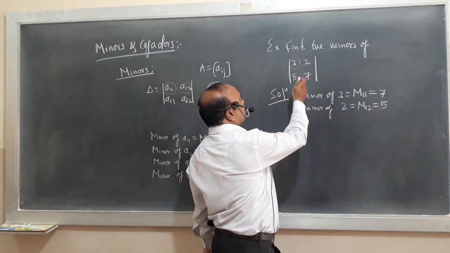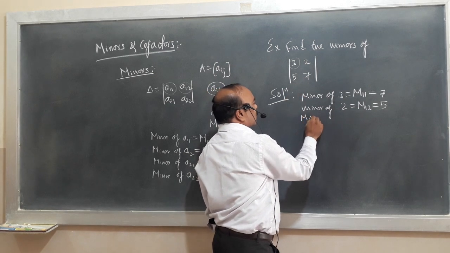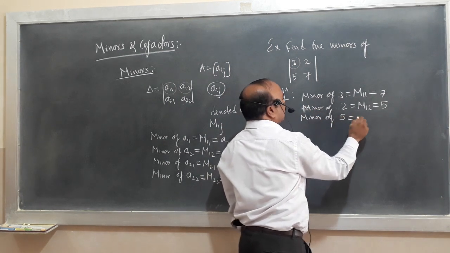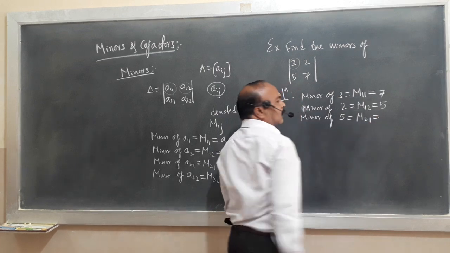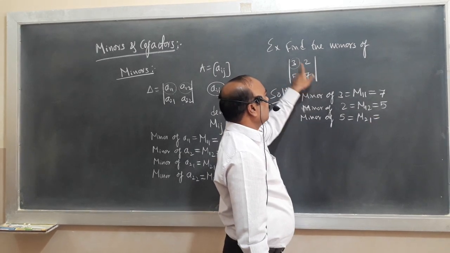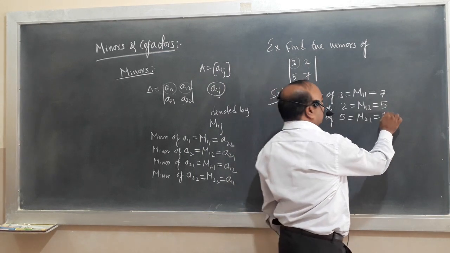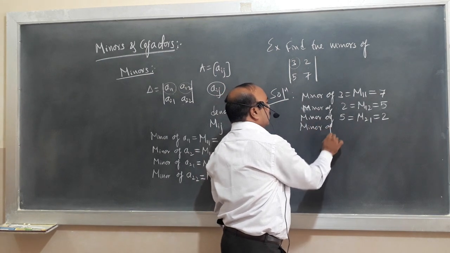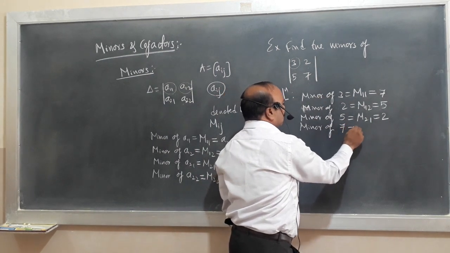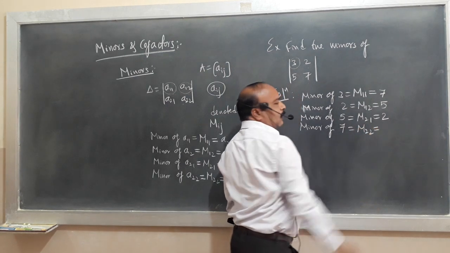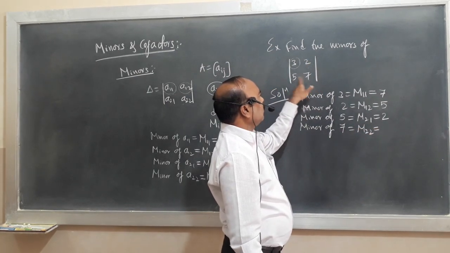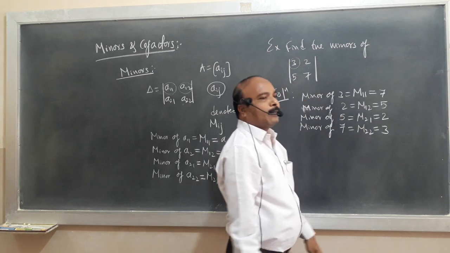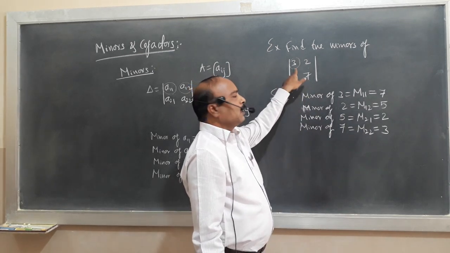Similarly, the minor of 5 is M21. For this 5, you delete this row and this column, we get the answer 2. Therefore, the minor of 5 is 2. Similarly, the minor of the A22 element 7 is M22, and it is obtained by deleting this column and this row. We get that element, 3. So these are called the minors of every element of the given determinant.